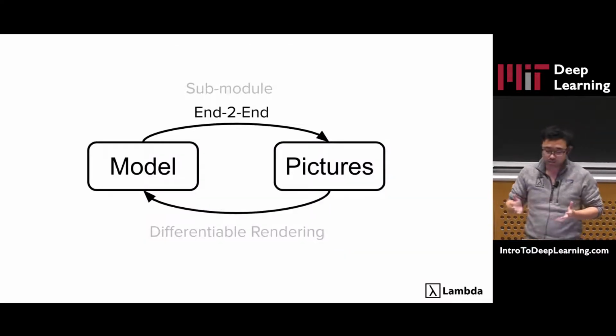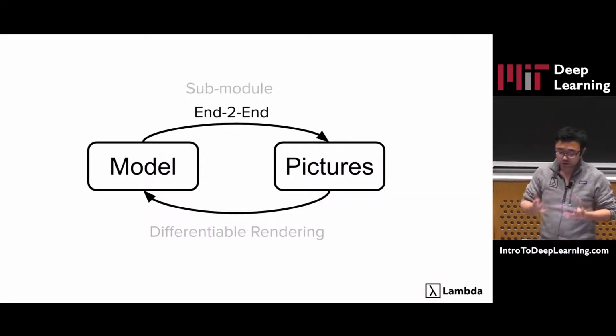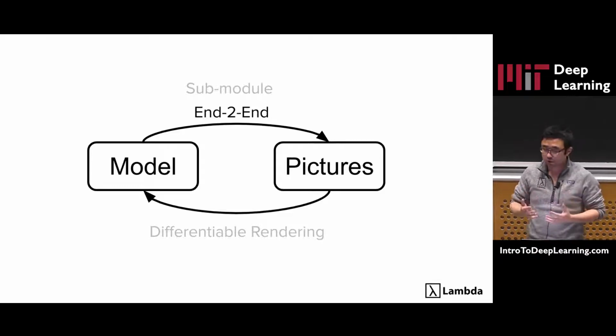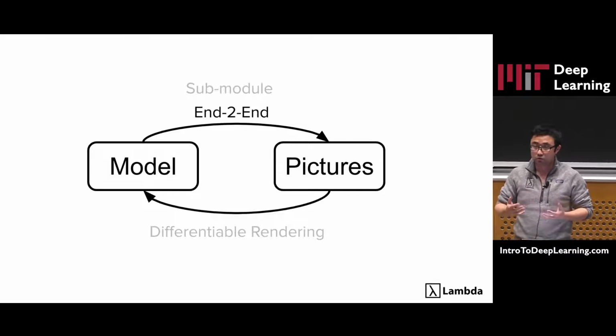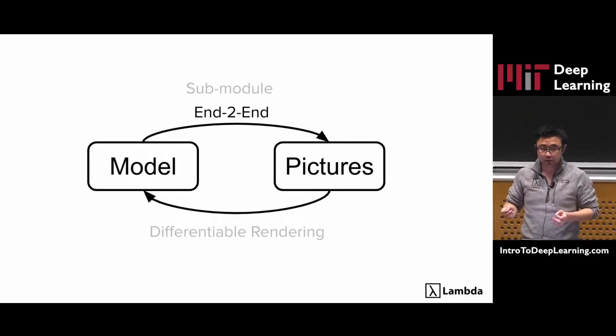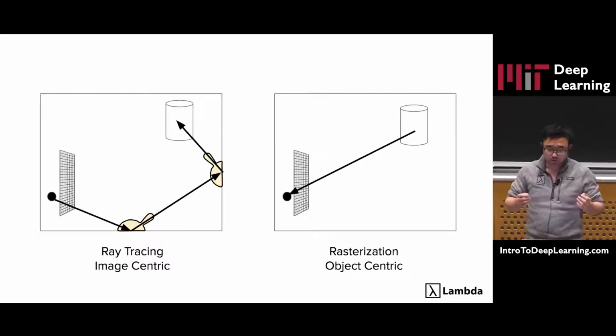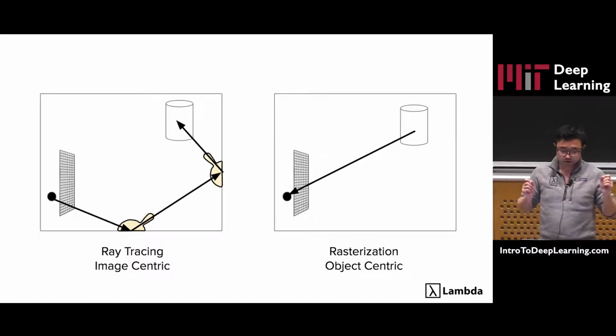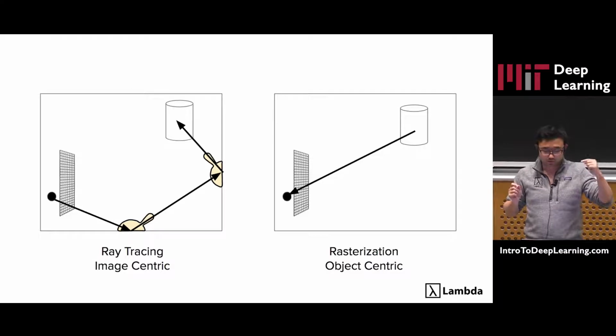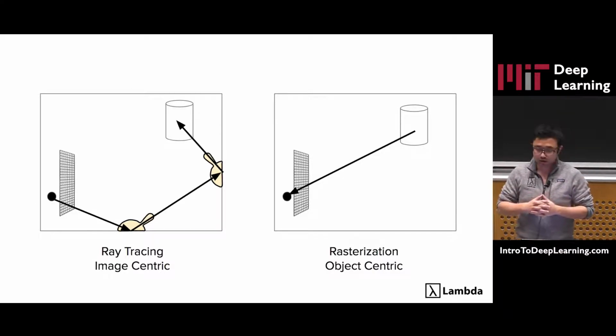Okay. So far, we have been talking about how neural networks can be used as a sub-module for forward rendering. Next, I'm going to talk about how we can use neural networks as an end-to-end pipeline. Remember, we talked about ray tracing, which starts from casting rays from the pixel into the 3D scene. This is a so-called image-centric approach.